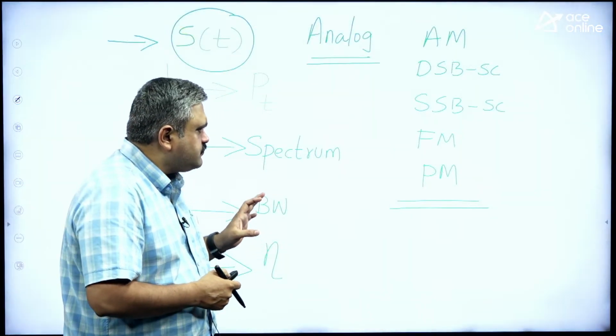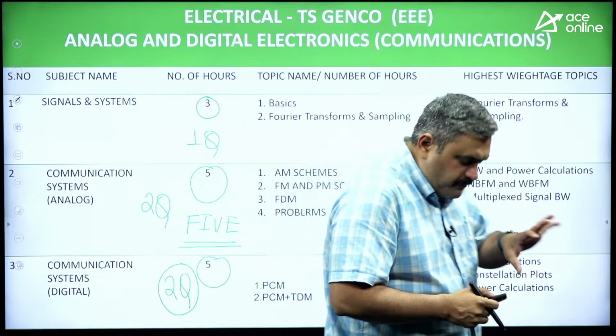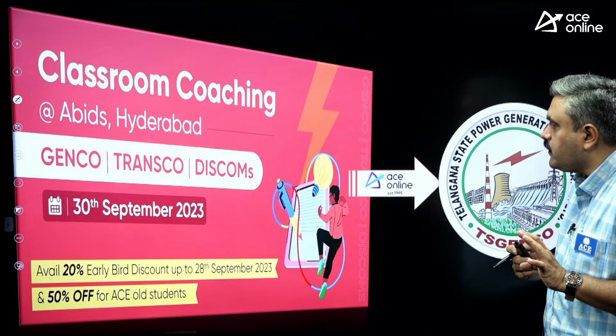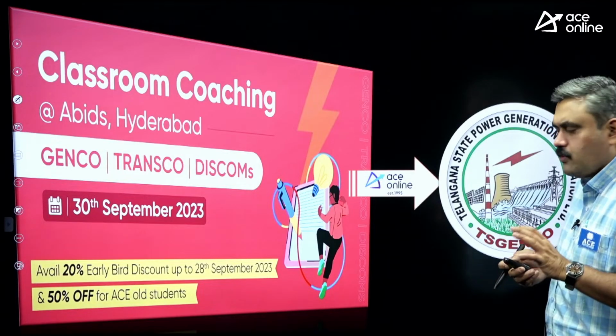So this is what I wanted to cover in the preparation strategy, the areas you need to focus on. I hope the points are clear.